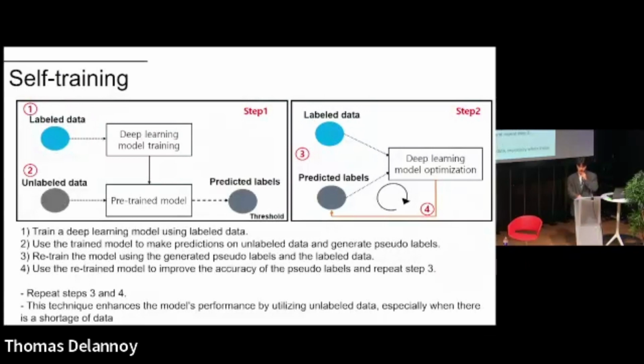Next is the self-training technique. First, use label data to train the model. Second, pseudo-label data are generated by predicting unlabeled data with the pre-trained model. Third, the deep learning model is retrained on both labeled data and predicted data. Lastly, utilize the retrained model to improve the accuracy of the pseudo-labels and proceed to step 3. Self-training requires repeating steps 3 and 4.